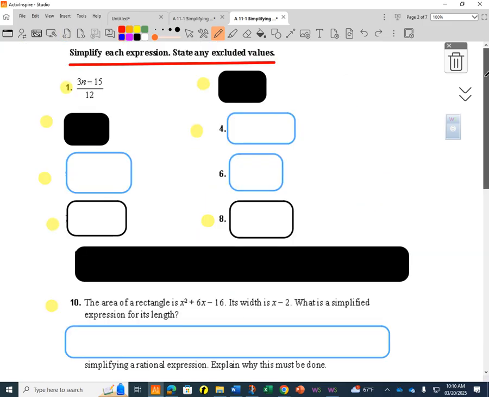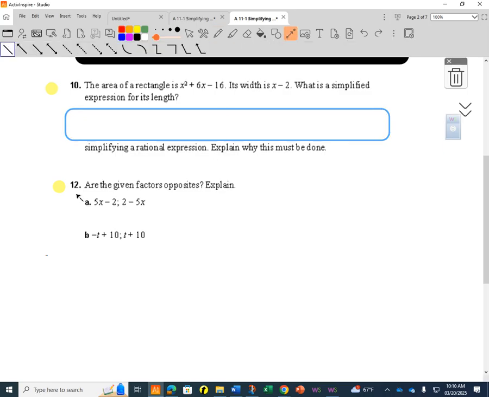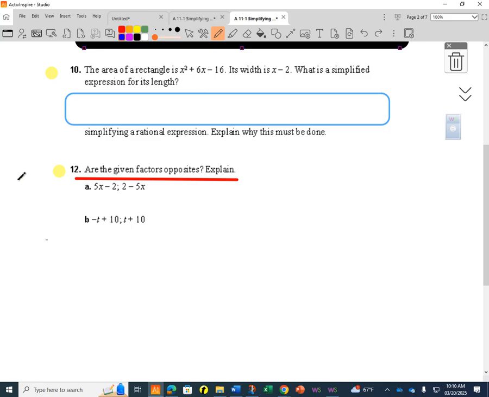All right, and we are going to do this example. We've got time. These are like problem 18 on your homework. So go ahead and write these directions, and write here that this is like 18 on your homework. Are the given factors opposites? And explain. So we're going to start by talking about what opposites are.